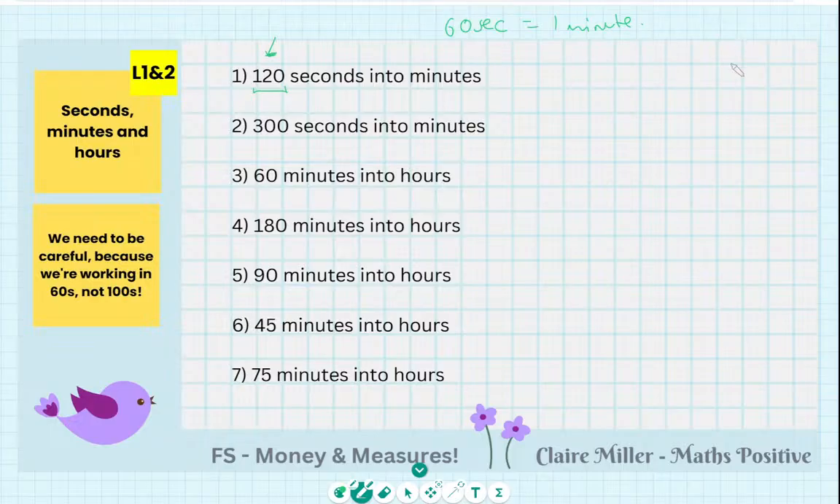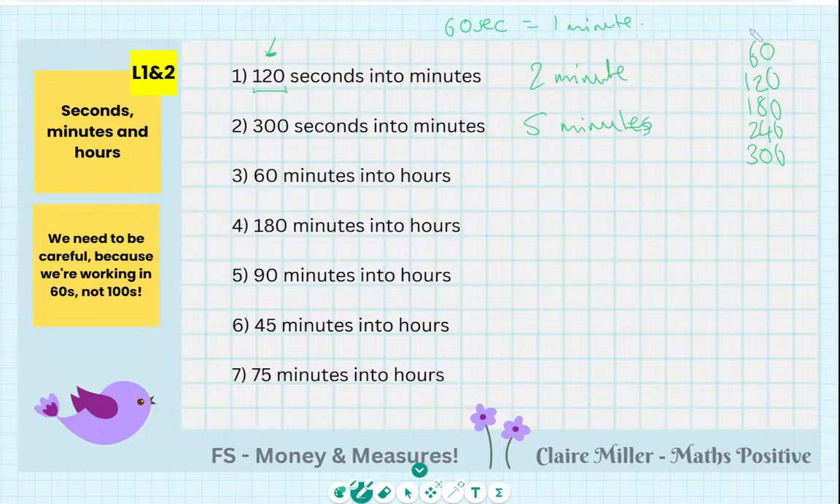And one nice way to quickly write out your 60 times tables, for example, would be to write out your sixes. And this links up to what I was saying before. Write out your sixes and then add zeros on the end. Times them by 10. So 60, 120, 180. So I know 120, that's 2 lots of 60. So it must be 2 minutes. Ooh, 300 seconds. Well, that's 1, 2, 3, 4, 5 lots of 60. So that must be 5 minutes.